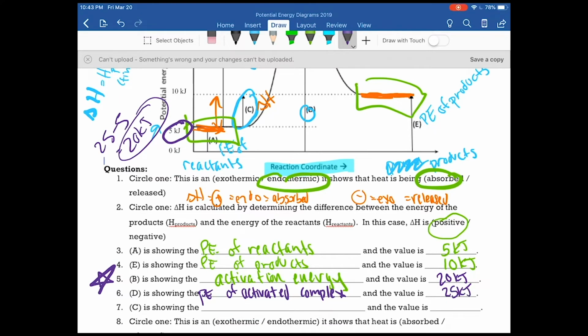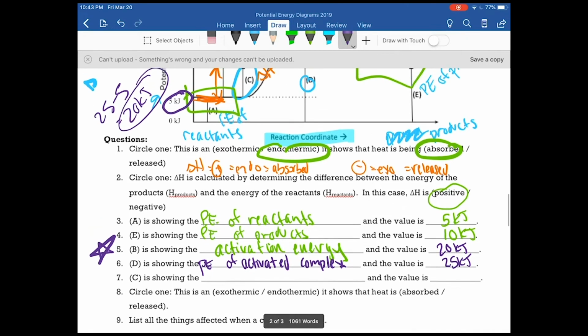It's important for you guys to realize the difference between activation energy and the potential energy of the activated complex. So if you're confused, pause the video, take a quick look at it. There is a very important difference. Okay.